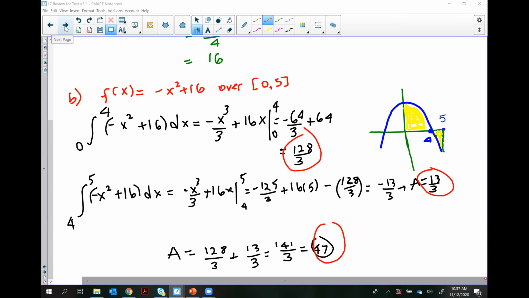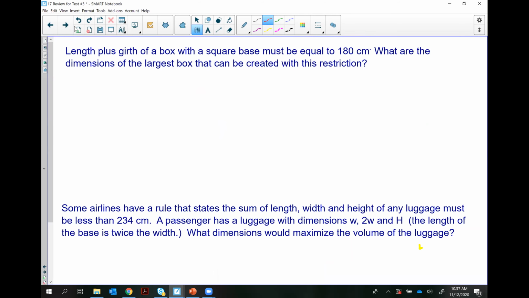Okay, one more review question. This time, let's do a couple, at least one question on optimization, and maybe one where we're only going to set it up.